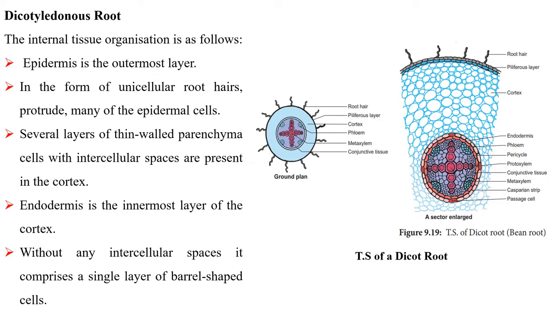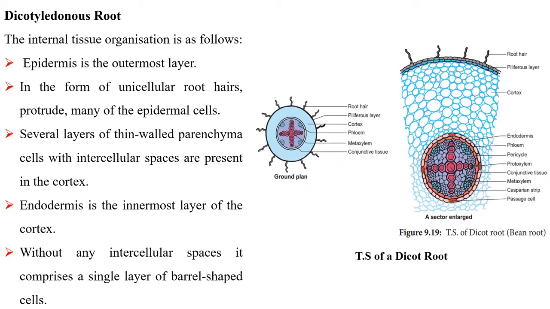Epidermis is the outermost layer. Many of the epidermal cells protrude in the form of unicellular root hairs. Several layers of thin-walled parenchyma cells with intercellular spaces are present in the cortex.